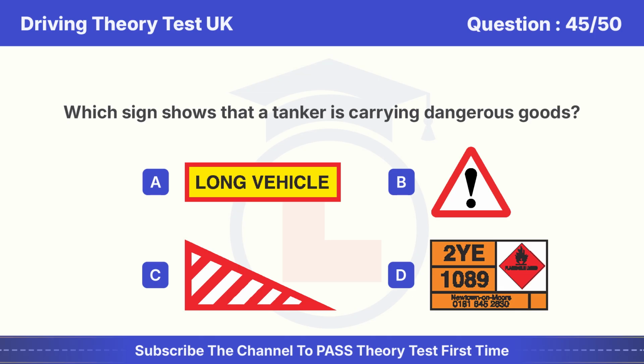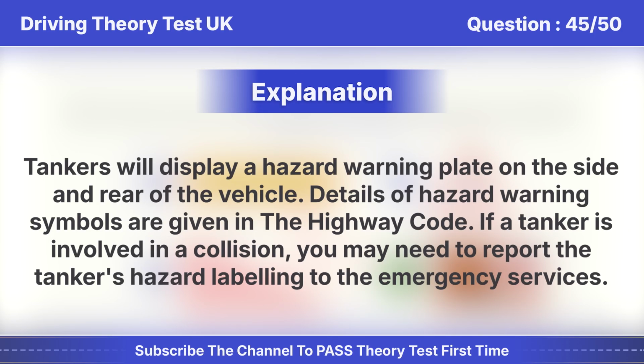Question 45. Which sign shows that a tanker is carrying dangerous goods? Answer is D. Tankers will display a hazard warning plate on the side and rear of the vehicle. Details of hazard warning symbols are given in the highway code. If a tanker is involved in a collision, you may need to report the tanker's hazard labeling to the emergency services.